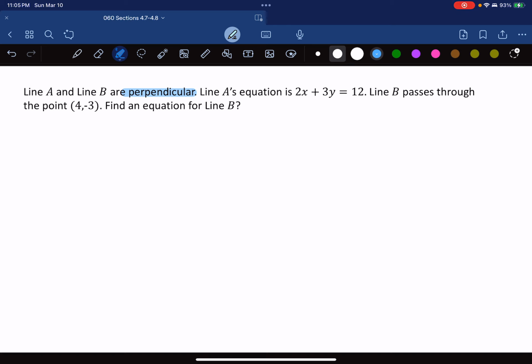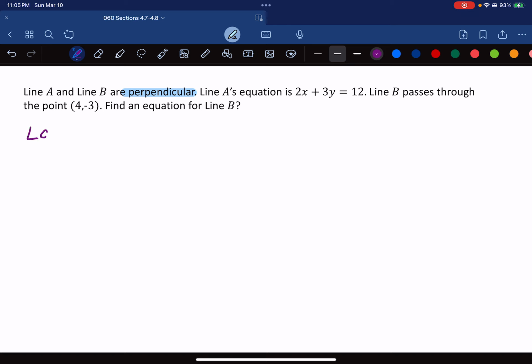Now we have an equation for line A, which means we can actually find line A's y-intercept and its slope. But we don't have either of that information for line B. However, if we know that they're perpendicular, if we find the slope for line A, we know the slope for line B. And if we know the slope for line B and we have a point, we could use point-slope form to solve that.